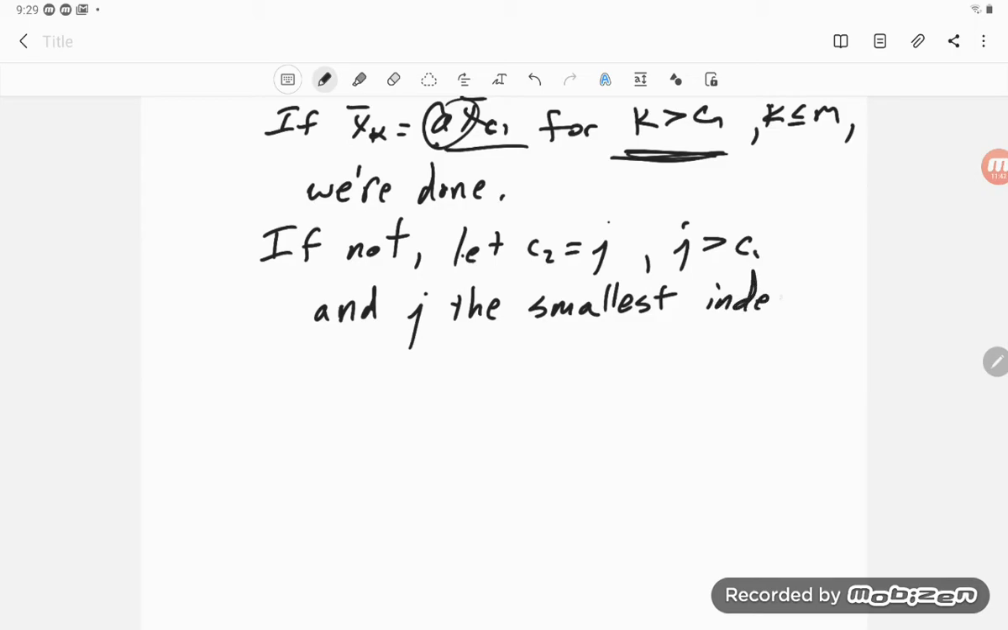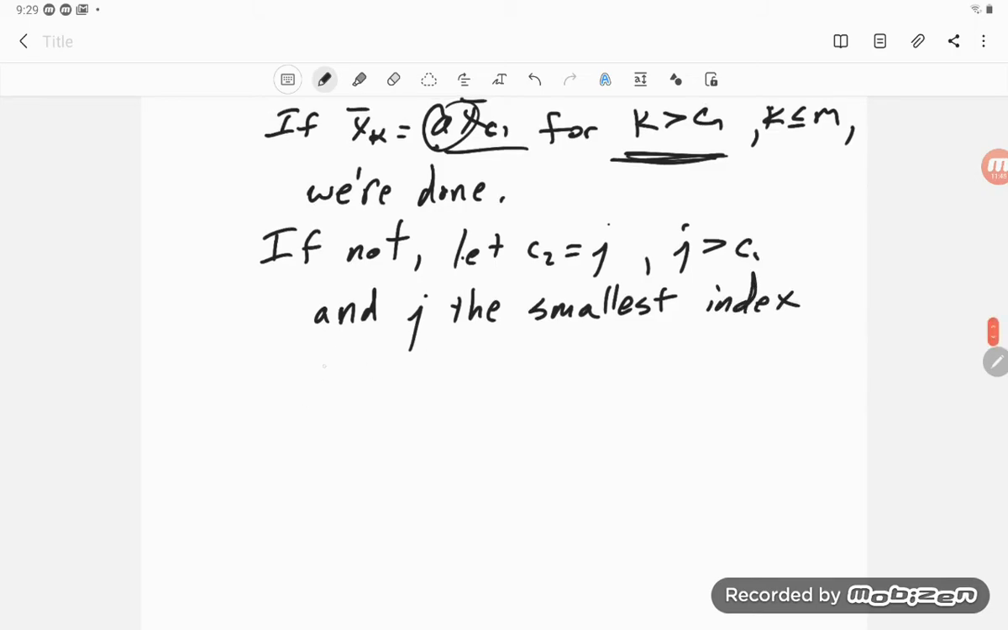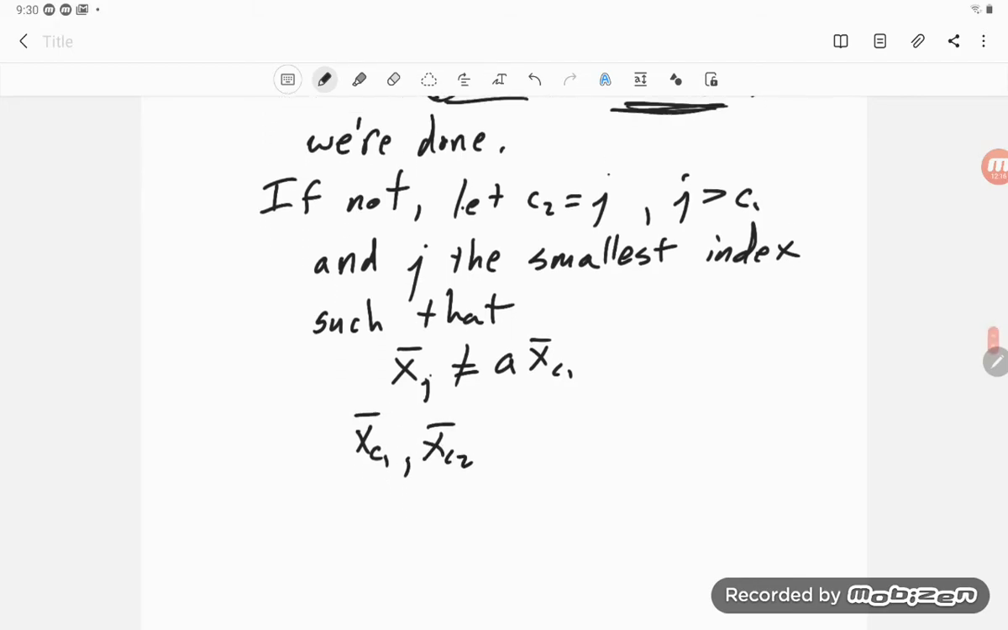So I don't want to move too far to the right. I choose the smallest index j such that x sub j is not equal to a multiple of x sub c1. And so now, when I find this, I'll have two vectors, x sub c1 and x sub c2.